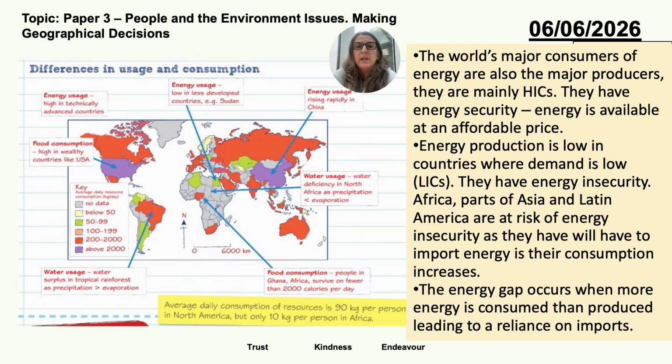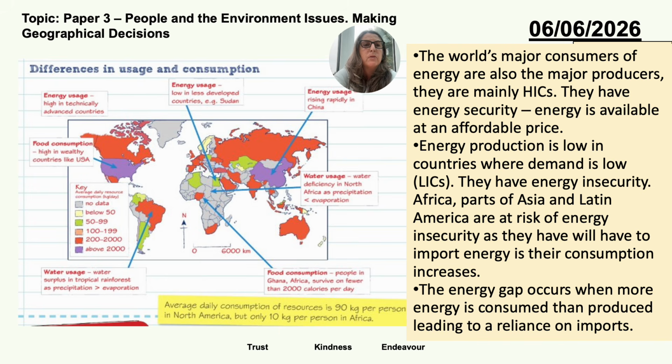Africa, parts of Asia, and Latin America are at risk of energy insecurity as they have to import much of their energy as their consumption increases while they develop. An energy gap occurs when more energy is consumed than produced, leading to a reliance on imports. That is when you are insecure, because you haven't got enough energy for yourself and you have to import it. So, quite a useful map on there.